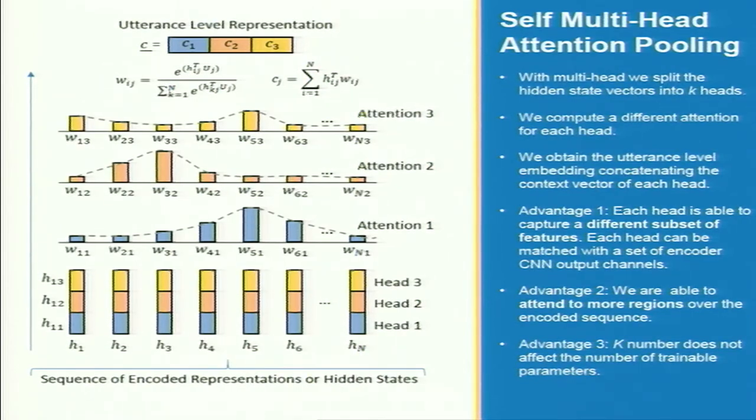And advantage three is that the K number does not affect the number of trainable parameters. So at the end, you are splitting the vector in a defined number of heads. So you can add more capacity in the network to attend different subsets, but you are not adding more parameters in the network.